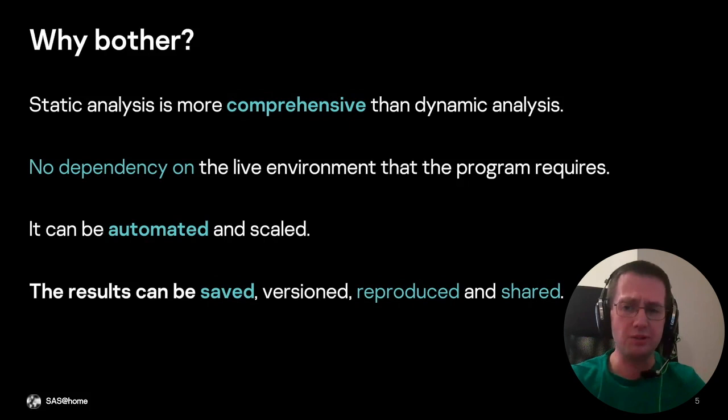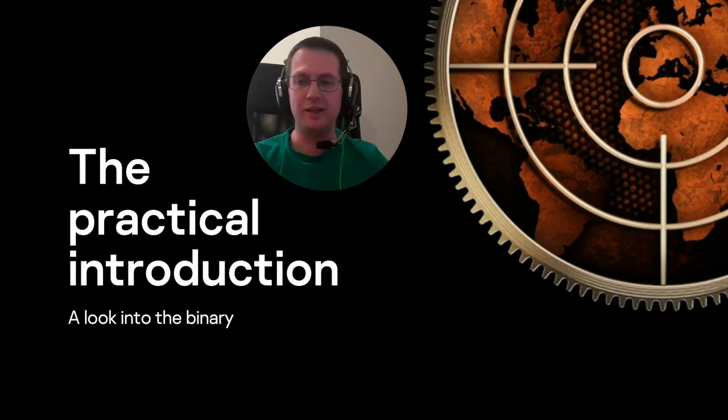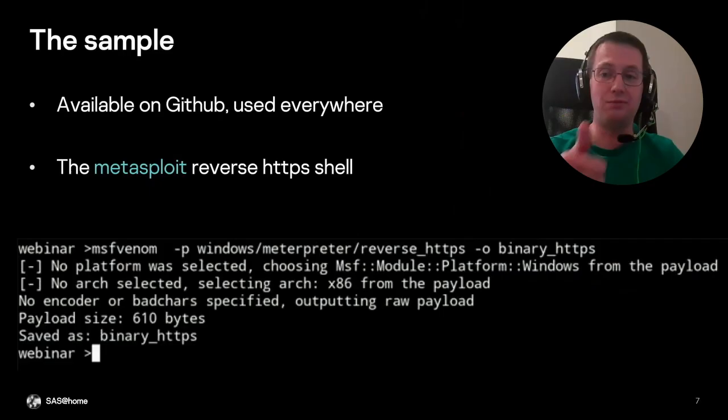We're going to look at one sample. Again, it's just based on the first introductory sample from the training. And this sample is a very humble little Metasploit reverse HTTP shell. Why this? Well, there are several reasons. First of all, it's an actual sample that we use in the exercise. And it has so many different levels inside if you analyze it thoroughly. And it's available on GitHub.